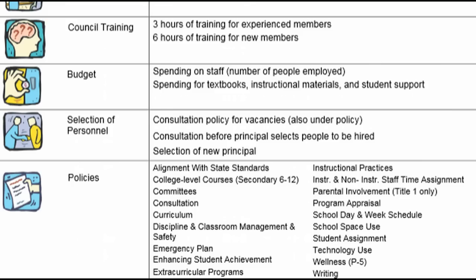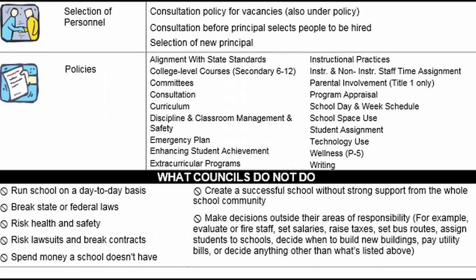Now, in addition to all this, there are some things that school councils do not do. School councils do not run the school on a day-to-day basis. That falls to the principal and the teachers. School councils may not break state or federal laws, nor risk the health and safety of the students. They can't break contracts, and they shouldn't do anything foolish that might risk a lawsuit. And they have to stay within their budget. School councils cannot spend money the school doesn't have.